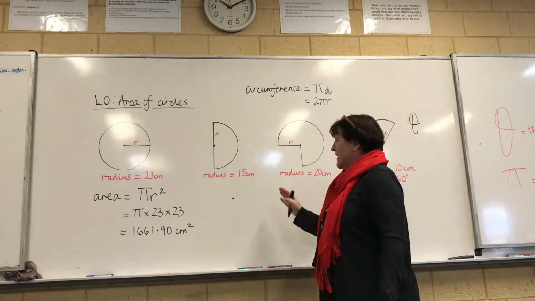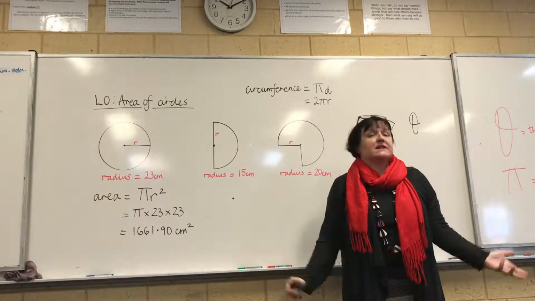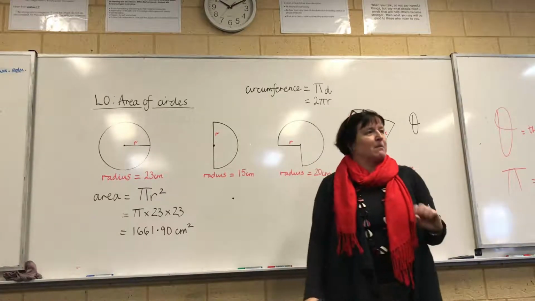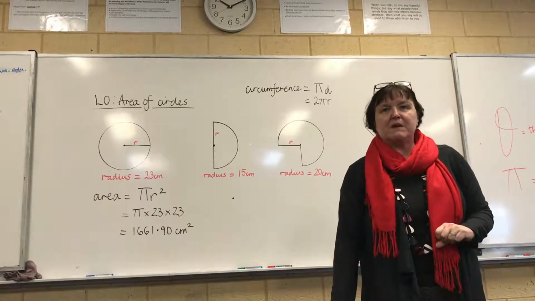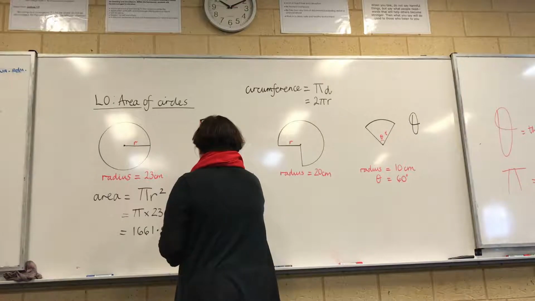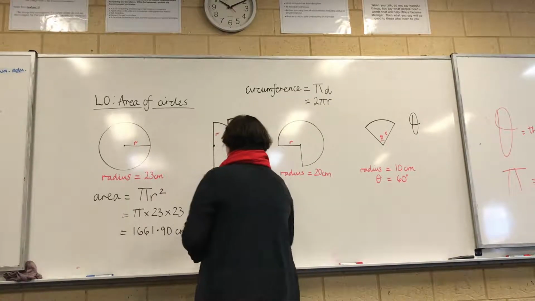Okay. Right then, let's have a look at this one. Now, what is that shape? Semicircle. Semicircle, that's right. So we know that it's half of a full circle. Who thinks they might be able to tell me what the formula is going to be then? Is it going to be pi r squared divided by 2? Well done. Pi r squared divided by 2. So the area of the semicircle is pi r squared divided by 2.